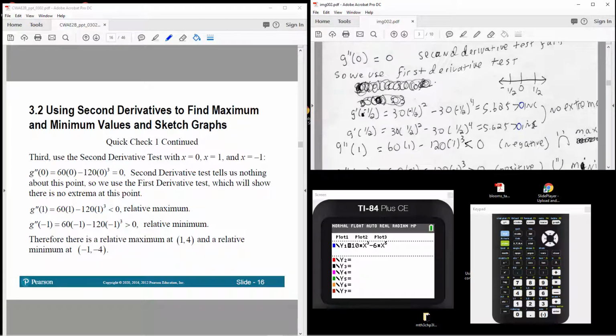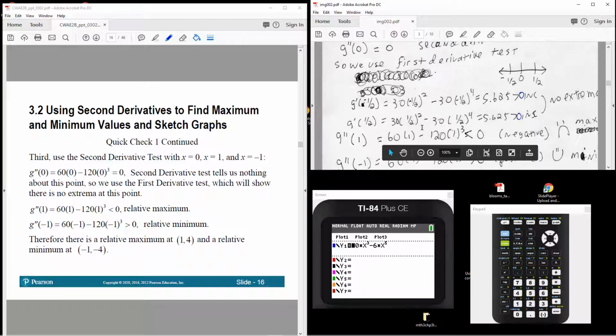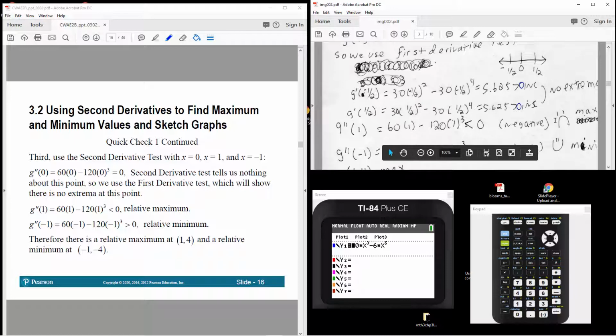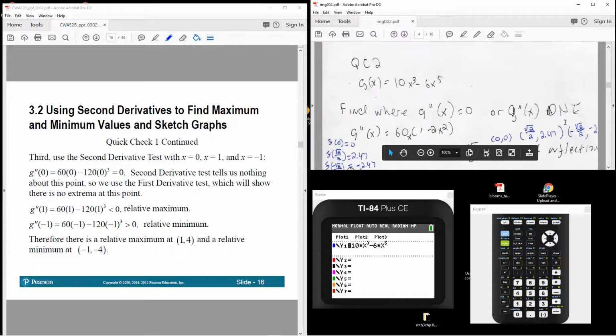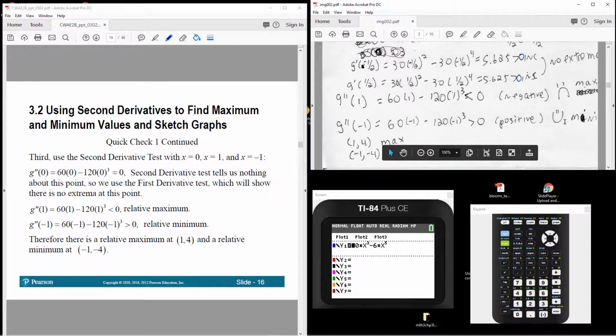Okay, so now I use the second derivative test for 1, and it's negative. So I have a maximum there. Then I use -1 on it, and I end up with a number that's positive. I have a minimum there. So I have a max and a min: a max at (1, 4), and a min at (-1, -4).